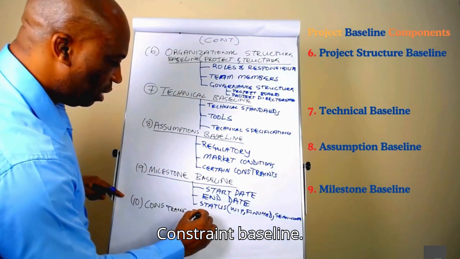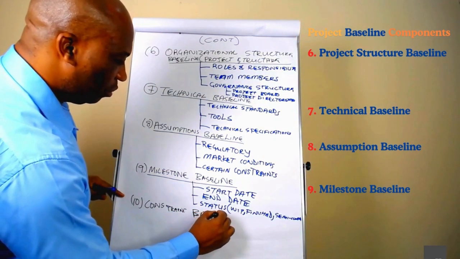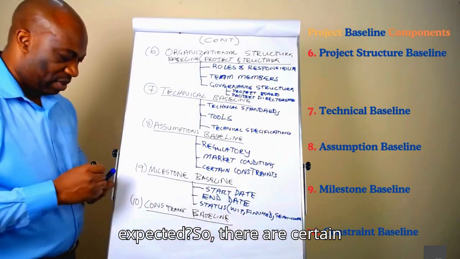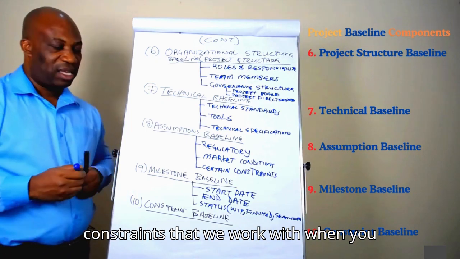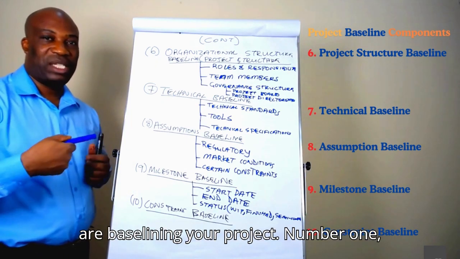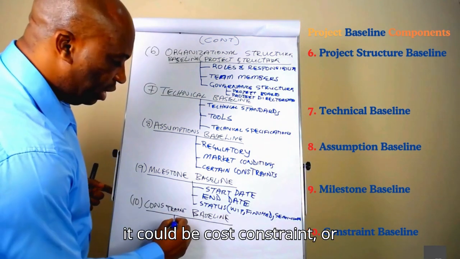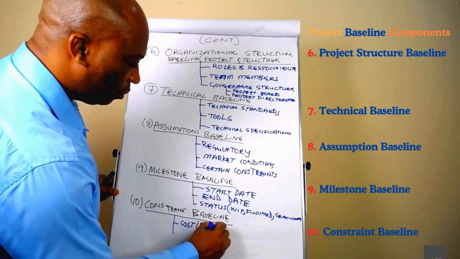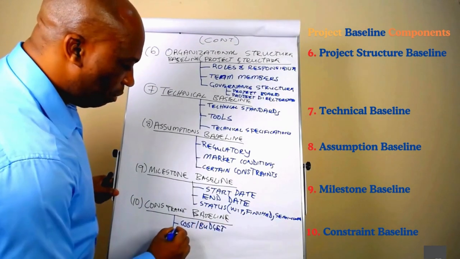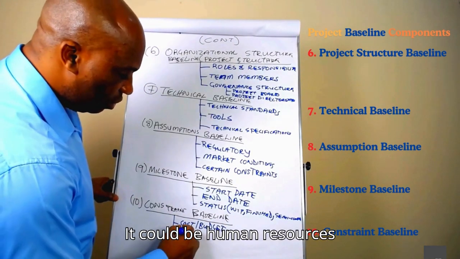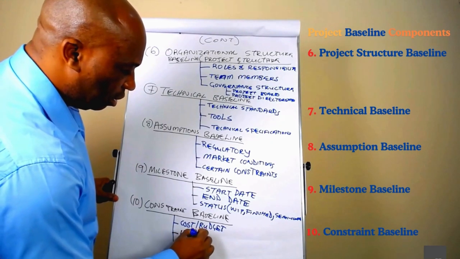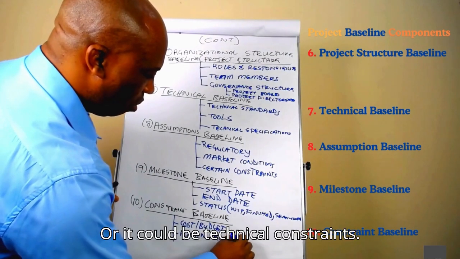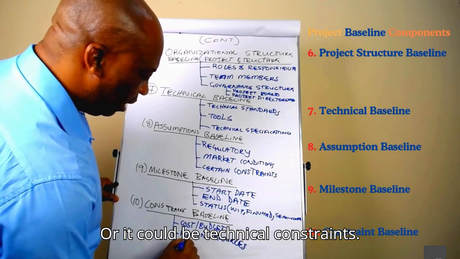Constraint baseline. What do we mean by this and what is expected? So there are certain constraints that you work with when you're baselining your project. Number 1, it could be cost constraint or budget. It could be human resources as a constraint, or it could be technical constraints.